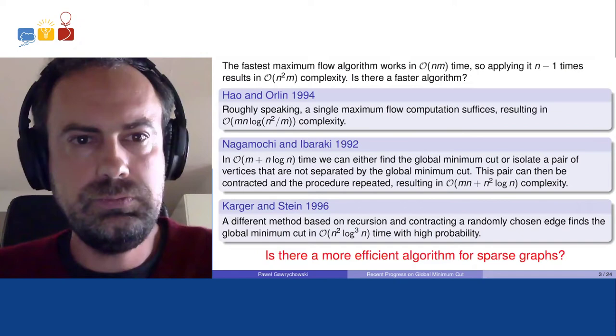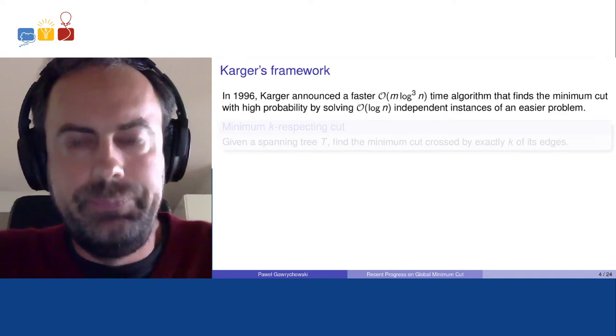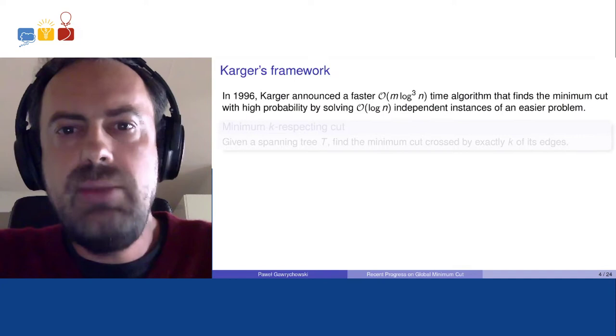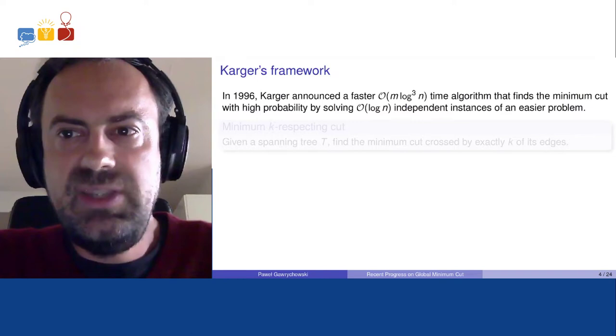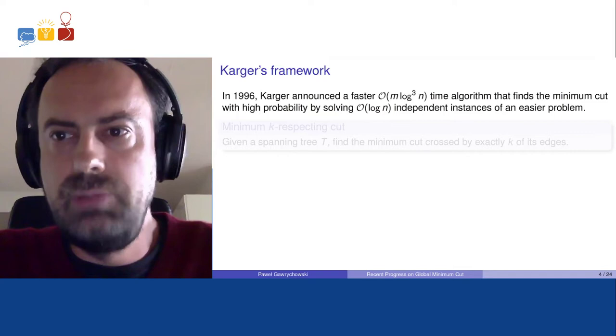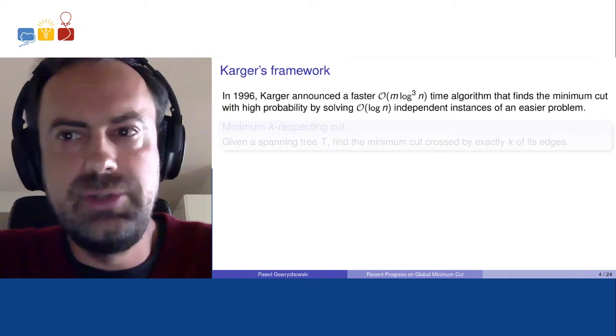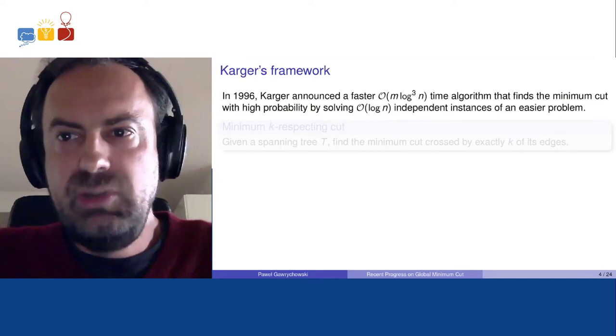So in 96, there was a very nice paper by Karger. He showed that for sparse graphs, there is a better solution that works in m times log to the power of 3. That solves the problem with high probability. With high probability means that there is a small chance that the algorithm will return an incorrect answer, but it's a very small probability, and you have some control on how large this probability is. So you can run it multiple times, and there is a very small chance that you will get an incorrect answer. And I will describe his framework because all the subsequent papers operate in the same framework.